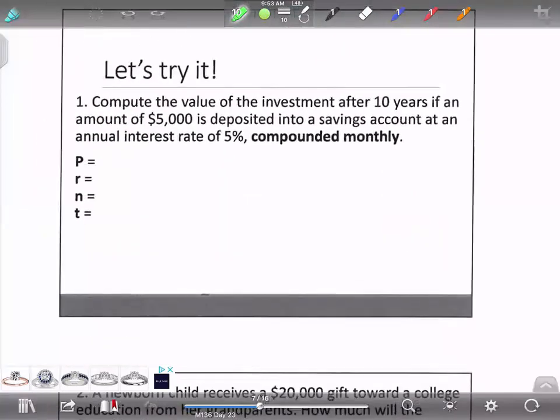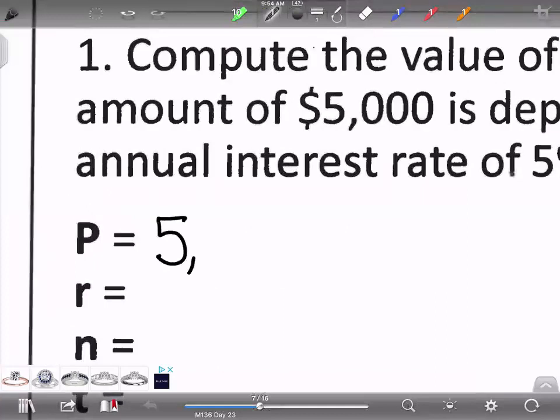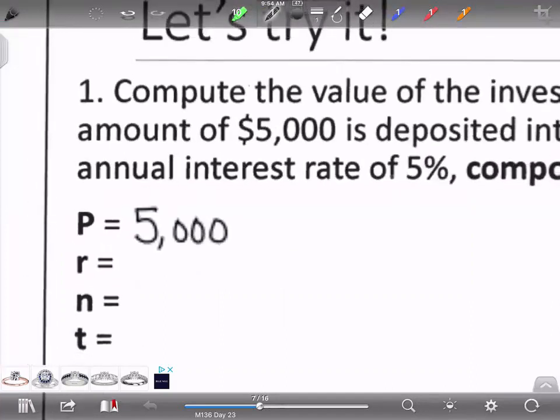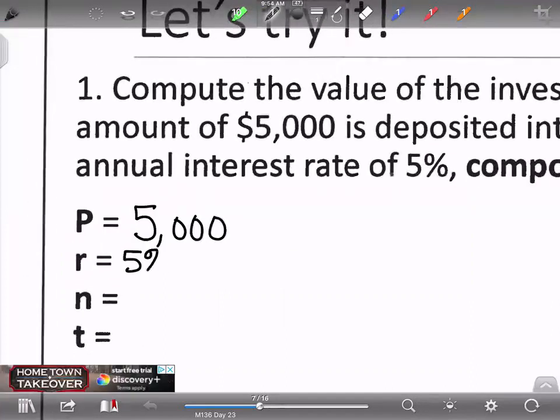So let's try it. We're going to compute the value for an investment after 10 years. If an amount of $5,000 is deposited into a savings account that earns interest at a rate of 5% compounded monthly. First thing we're going to do is go through and identify the parts and pieces that we're going to need for the formula. P is your principal or your initial amount. Initial amount in this case is $5,000. Your R, your rate, in this case is 5%.